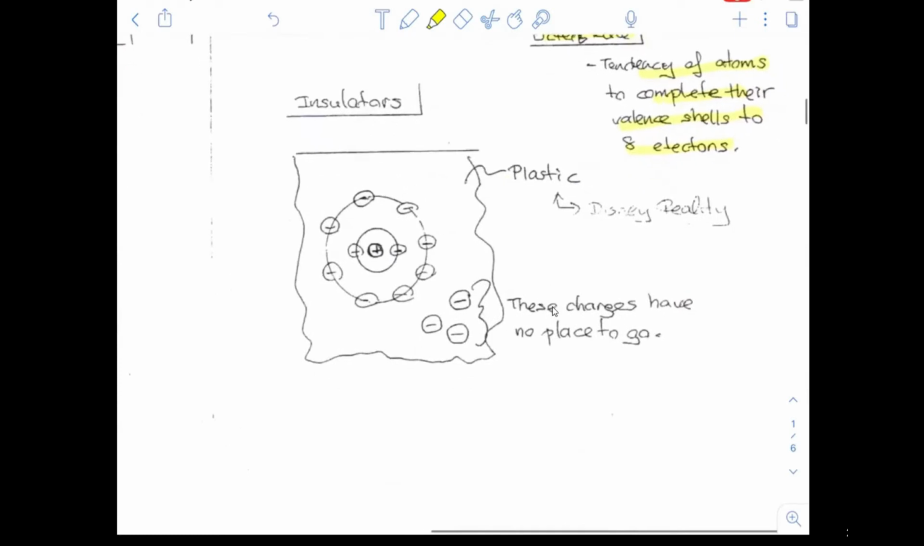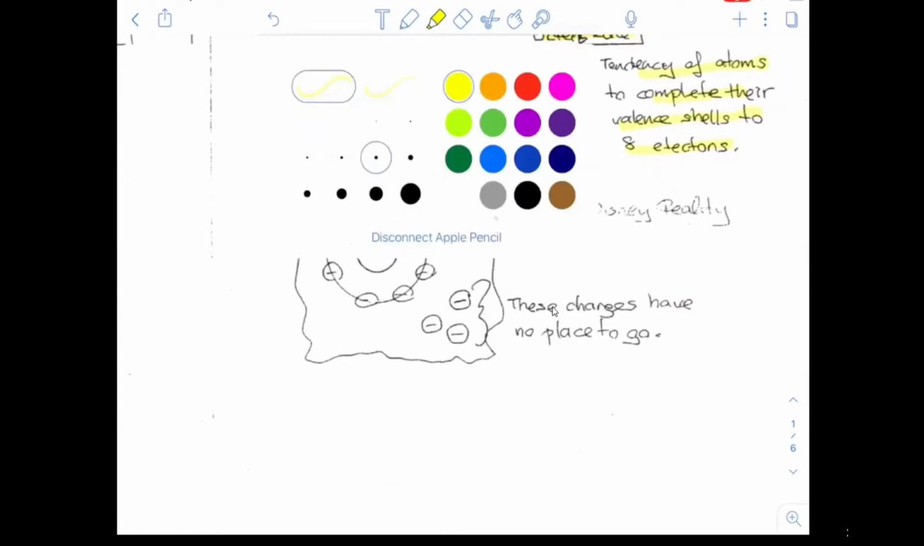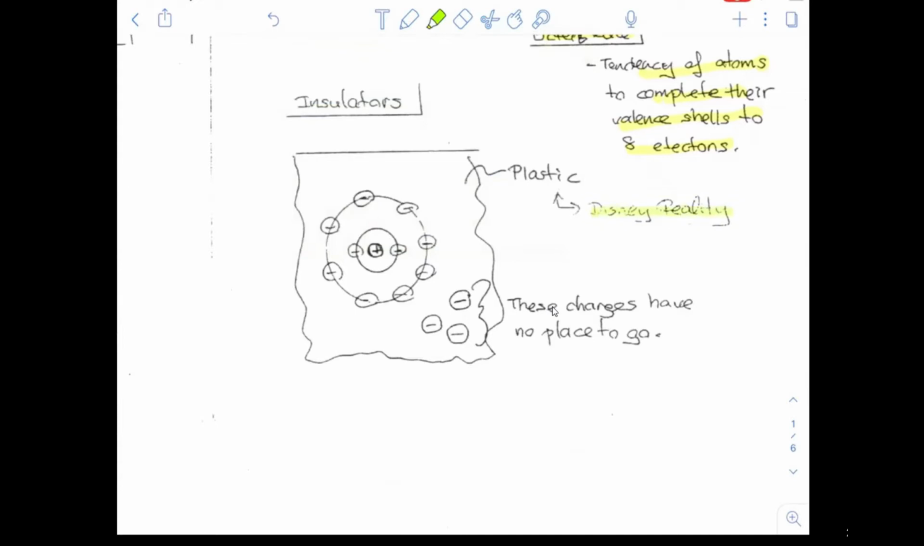Now the insulator. This one is 100% made up. I know it's 100% made up because I'm the one who made it up. I even said, hey, here's your Disney reality. So whatever you use, don't memorize it.